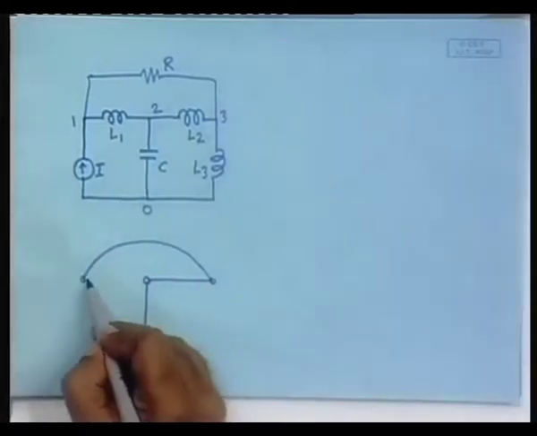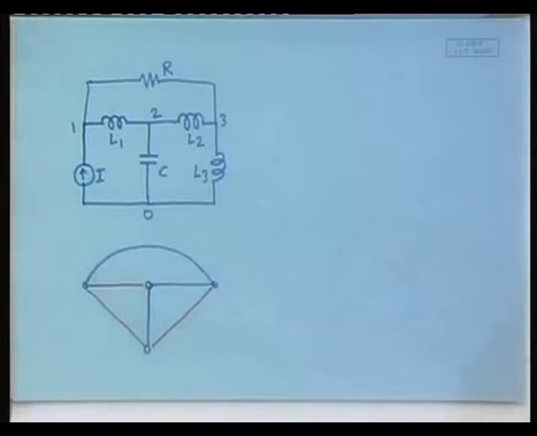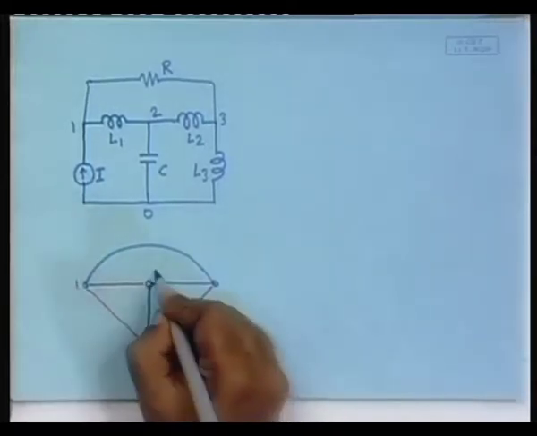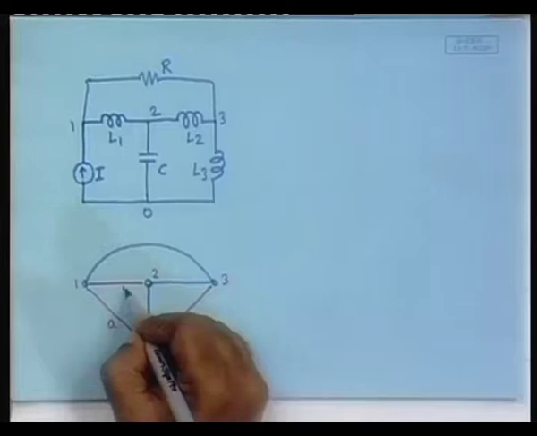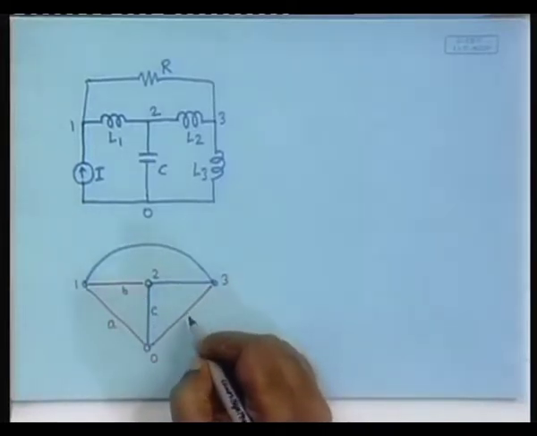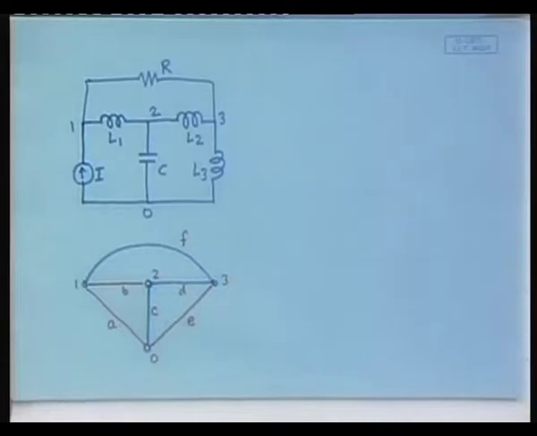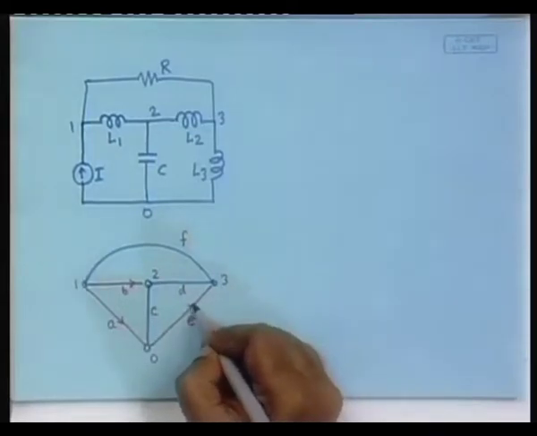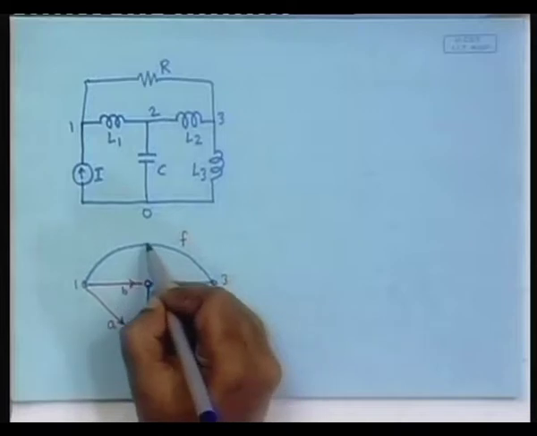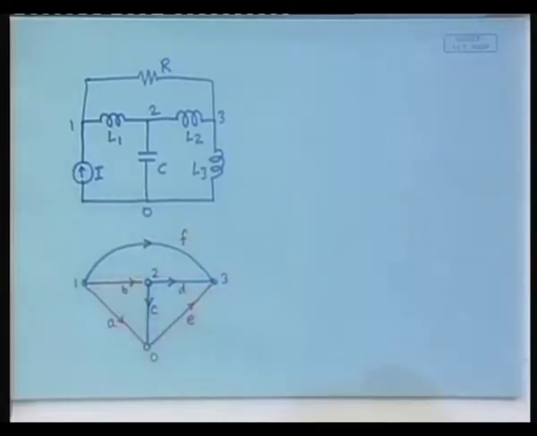So the rest then becomes the co-tree. Let us put the numbers 0, 1, 2, 3 and the names A, B, C, D, E, F. The directions. Right. Now let us start the business.